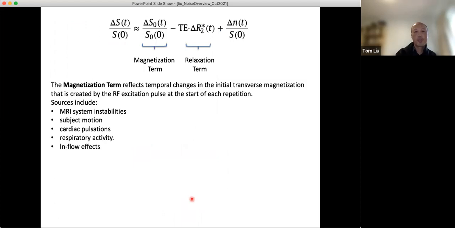So we're going to take a look at a few examples of this. The magnetization term reflects any variations that can affect your fMRI signal. That's reflecting temporal changes in initial transverse magnetization that's created every time you excite the magnetization at the start of each repetition. These are some of the sources we'll go through.